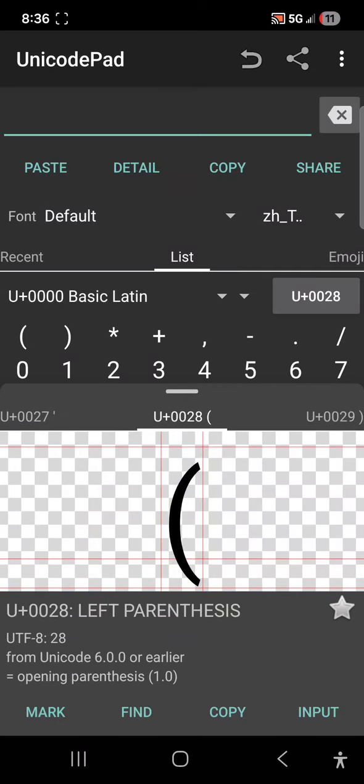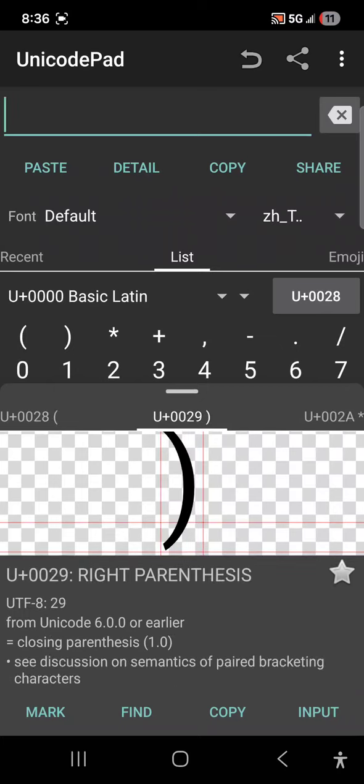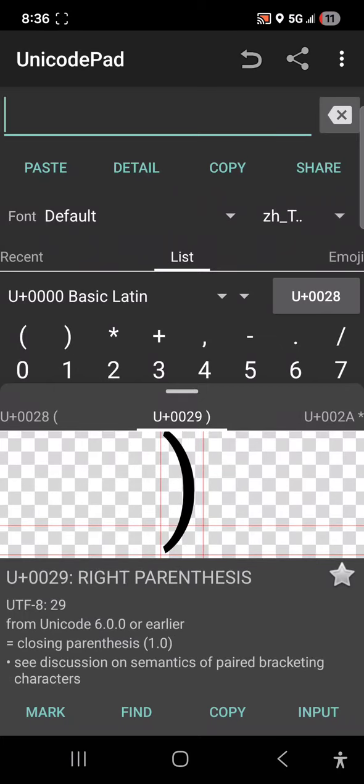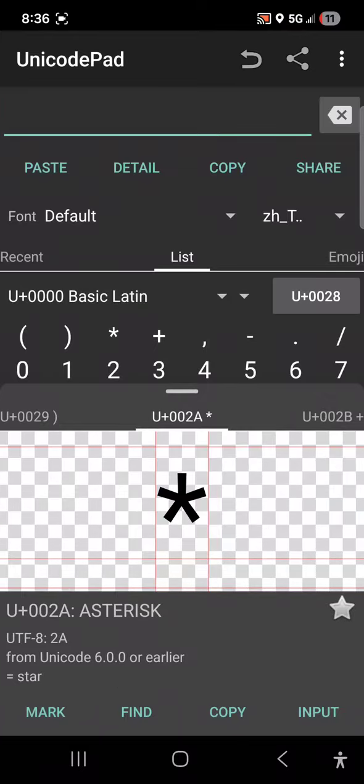These are the parentheses. They are used in math, and I don't remember the rest. But you can see discussion on schematics of paired racking characters. This is the asterisk, also called a star.